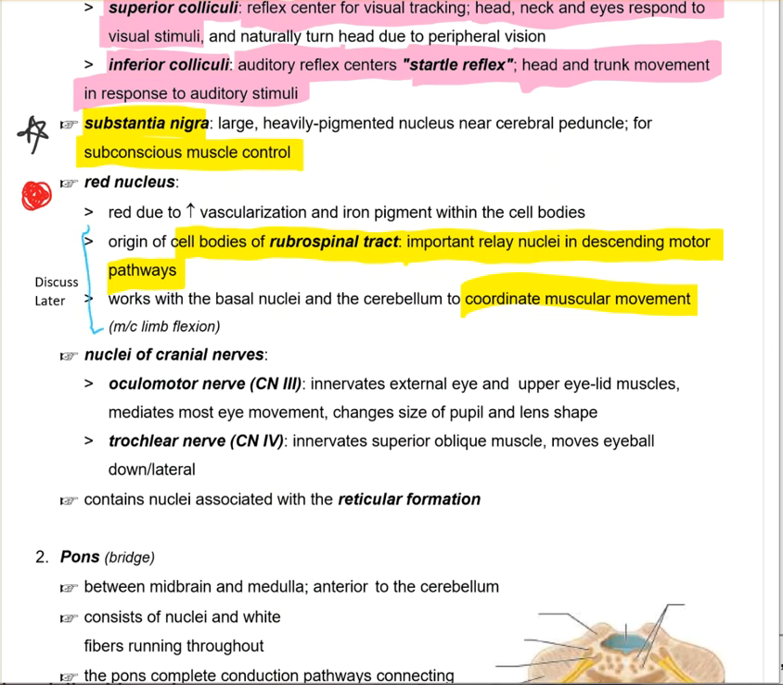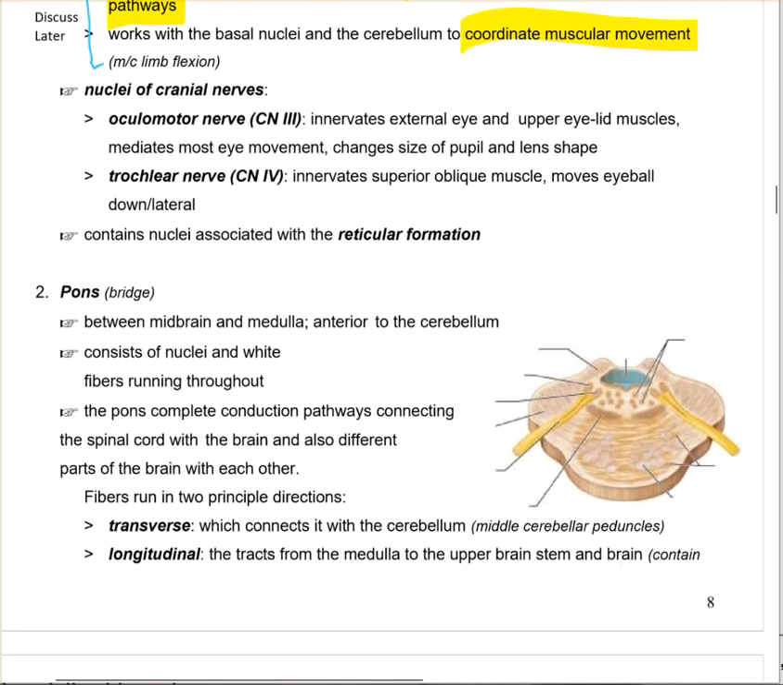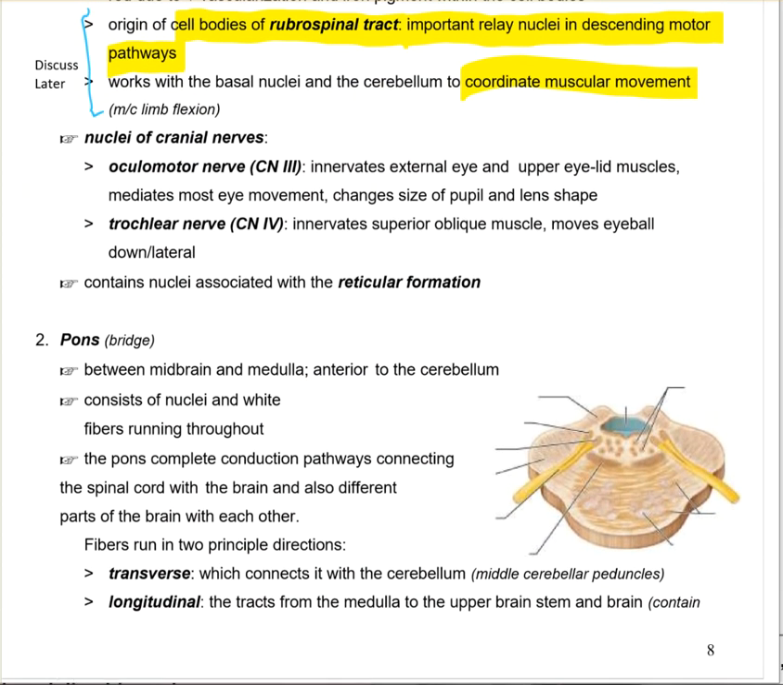Now, our first cranial nerves are seen here. The oculomotor nerve, cranial nerve 3, and the trochlear nerve, cranial nerve 4 are here. So again, you need to know their name, their number, and their function. So the oculomotor nerve, guess what? It innervates the external eye and the upper eyelid muscles, and it mediates a lot of eye movement.